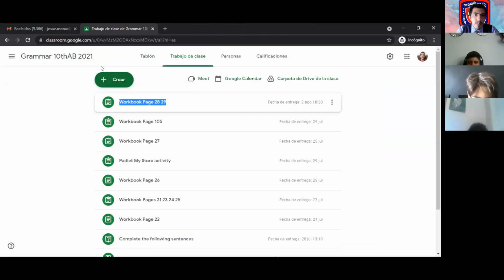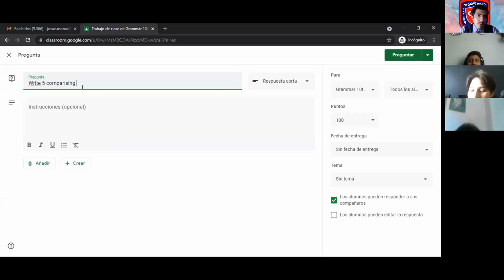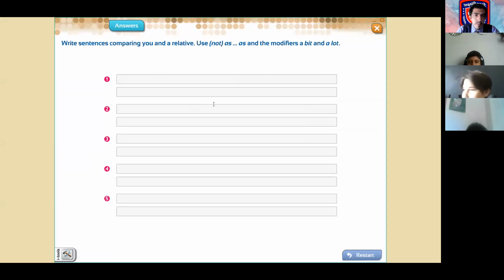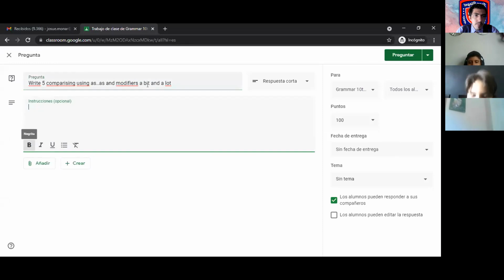Resolve this. And well, let's transform this into a question. Remember, it says, write 5 sentences using comparatives. Okay. Write 5 comparisons using as, and modifiers a bit and a lot. Okay. A bit and a lot. You get the idea.